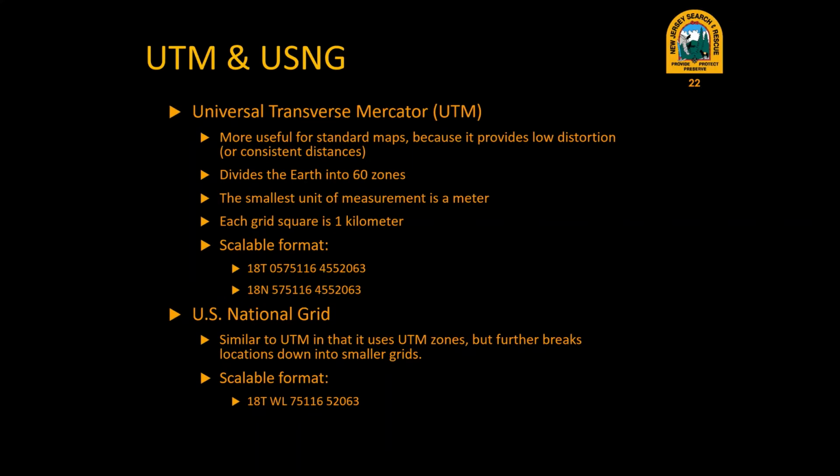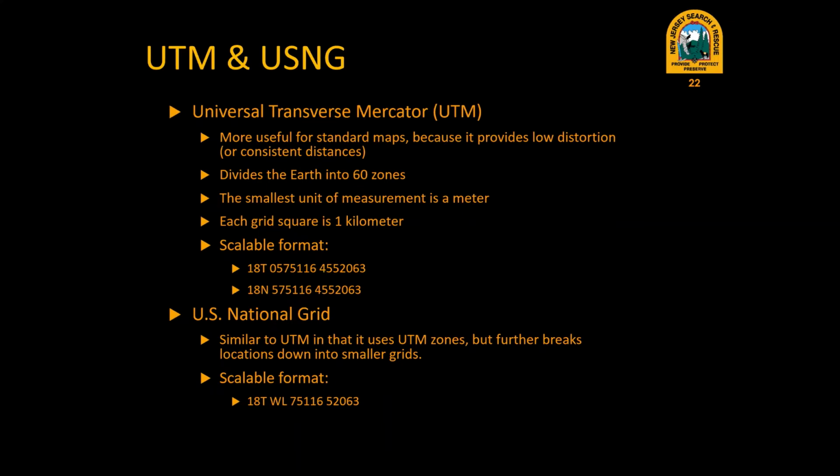Another very common set of coordinate systems are the Universal Transverse Mercator and US National Grid. These two systems are very closely related. But first, let's talk about UTM a little bit. This is what all of your trail maps will be on here in New Jersey and in many places in the world.